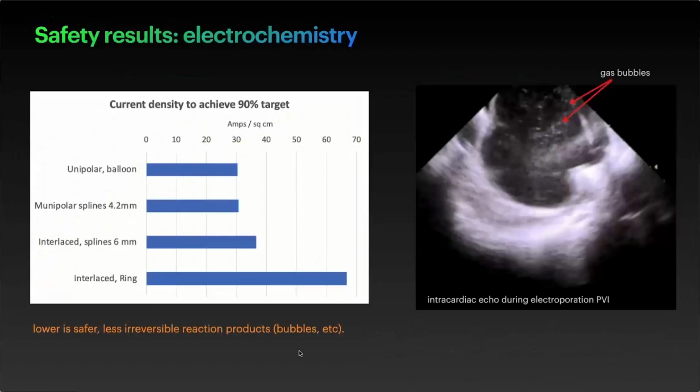In terms of electrochemical safety, the current density to achieve 90% target. You can see that the electrodes that are bare and exposed to the blood pool will have a lot of current density before you reach 90%. So we can expect a lot of irreversible reactions going on.